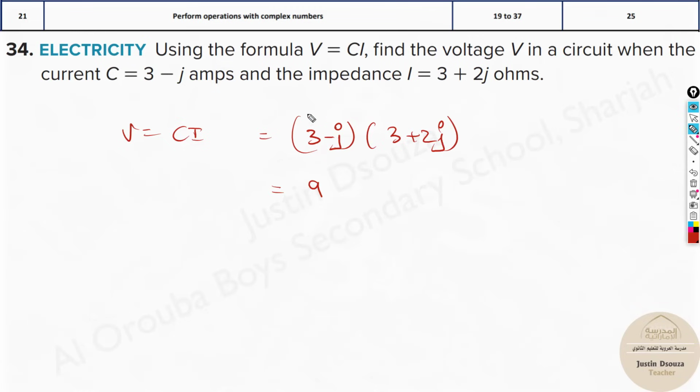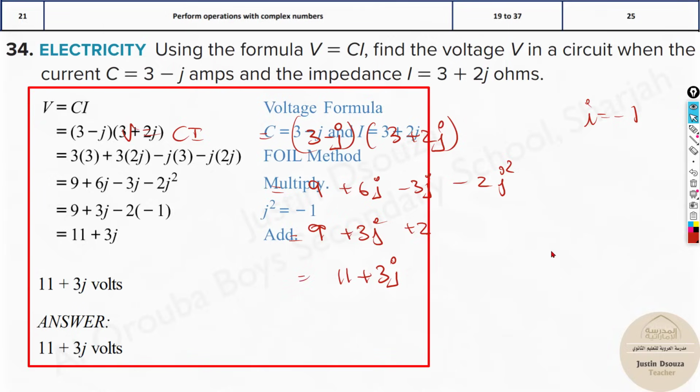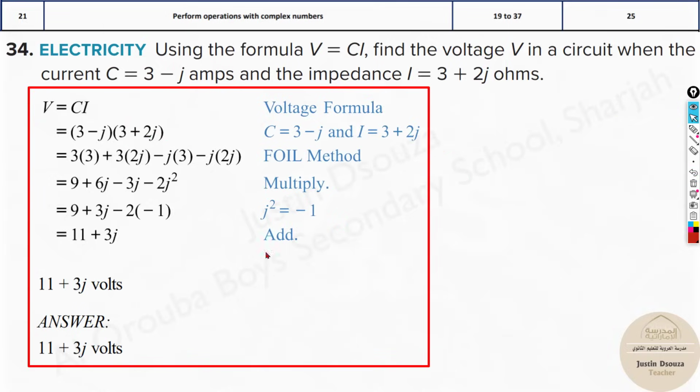It'll be 3 times 3 is 9. Now you can write detailed steps, I'm just doing it directly. Plus 6j minus 3j minus 2j squared. And now here it is 9 plus 6 minus 3 would be plus 3j, and over here j squared we had seen just a while ago, j squared equals negative 1. So it is minus 2 times minus 1, it's plus 2. So the answer here would be 11 plus 3j, that is the imaginary part. 11 is the real part. So that would be the answer. That many volts, volts is the unit.